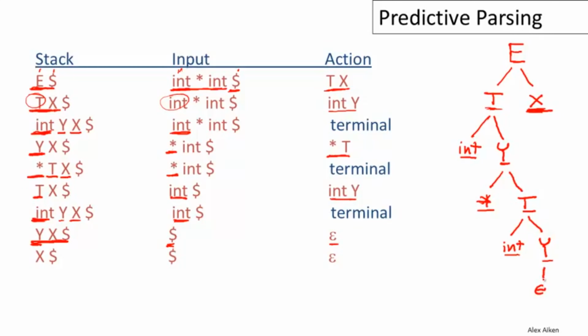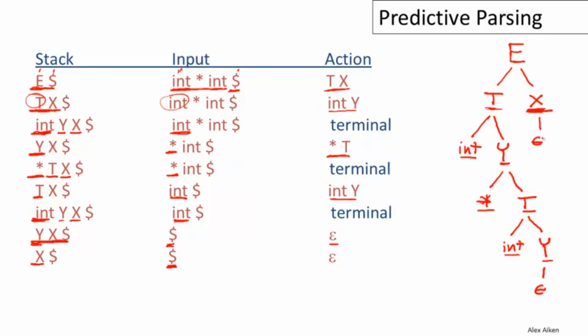Epsilon gets pushed on the stack. Epsilon is the empty string, so nothing gets pushed on the stack. And now we're down to X. And in the situation where X is the next non-terminal and $ sign is our next symbol, we're at the end of the input, then the table also says to use the production X goes to epsilon.